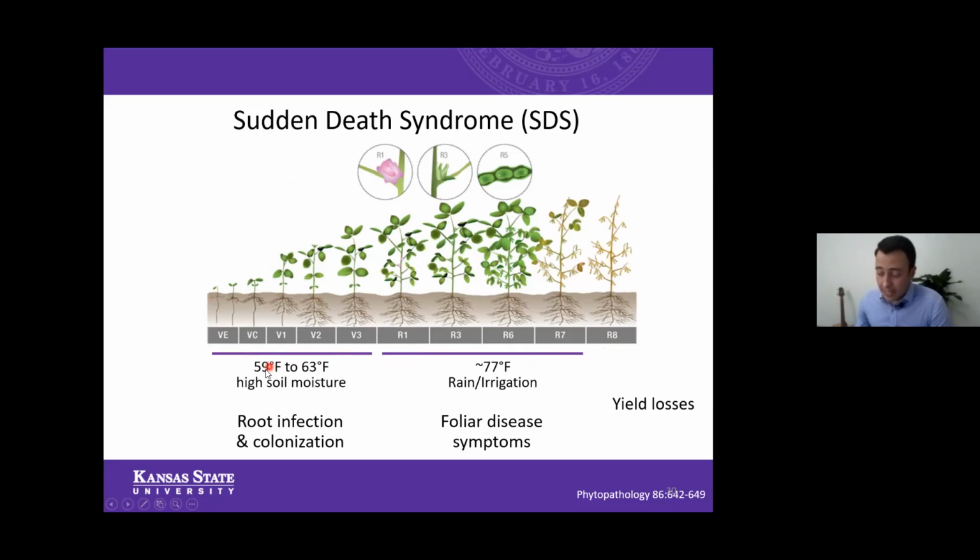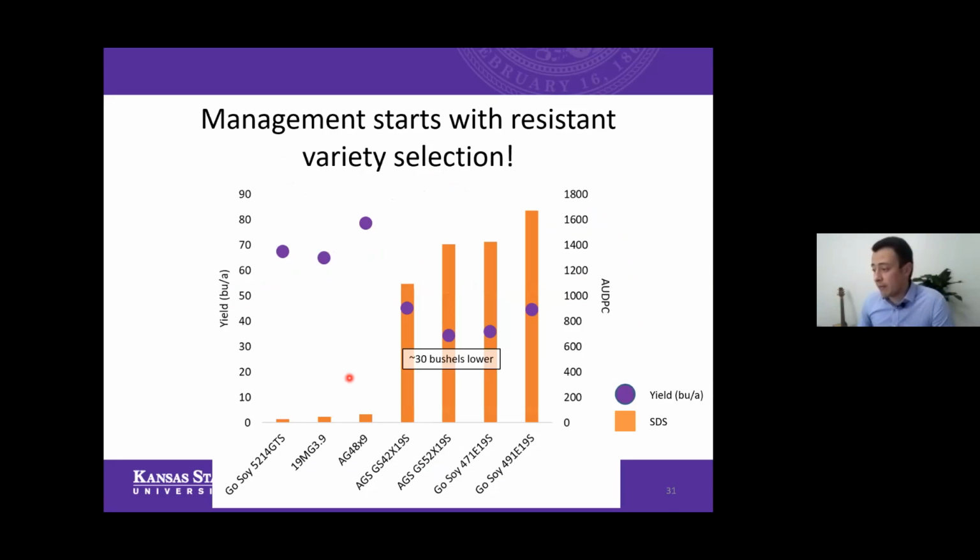So it can be present in the field. However, if the conditions are not right, we might not see any symptoms this year. But with a soil-borne disease, it might be present in the fields for many, many years. So it's important, again, to identify and know what you have there.